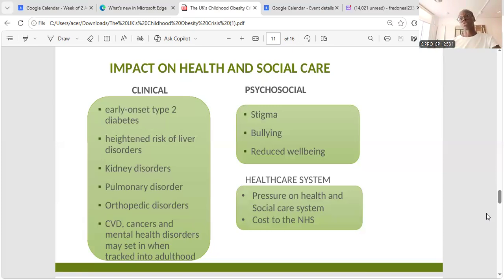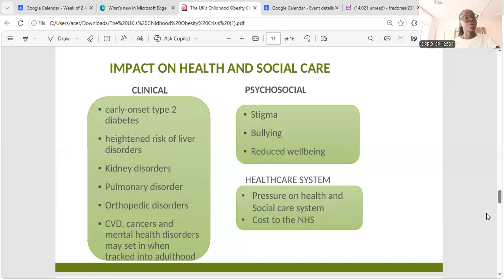Obesity has psychosocial consequences, including stigma, bullying, and reduced well-being, as it generates substantial downstream cost to NHS and social care services through the treatment of weight-related long-term conditions across the life course.